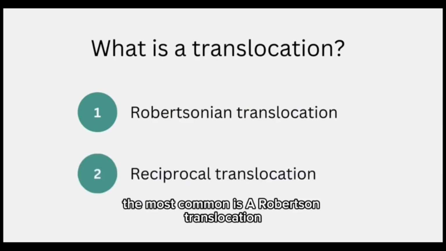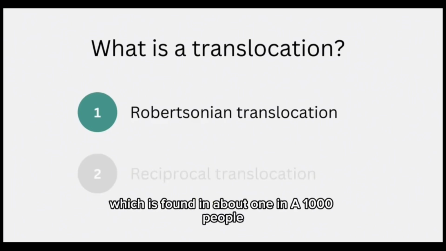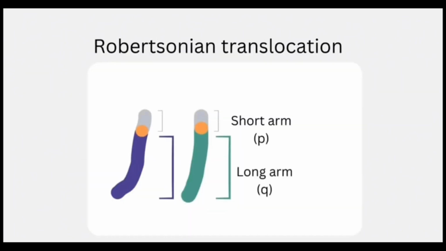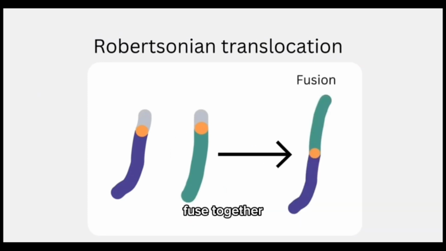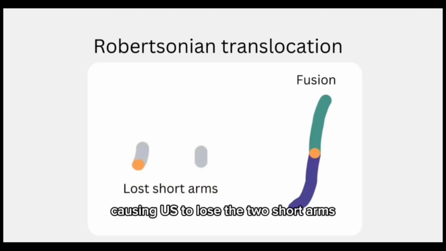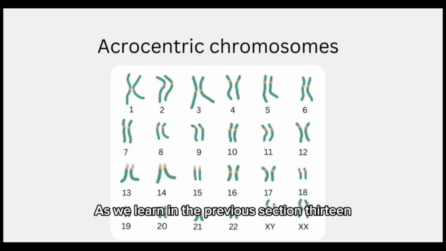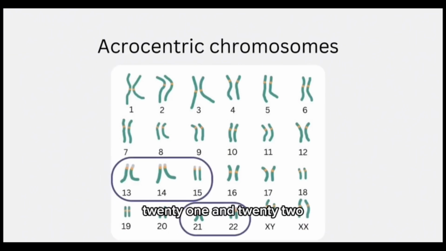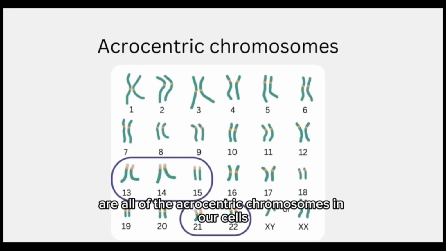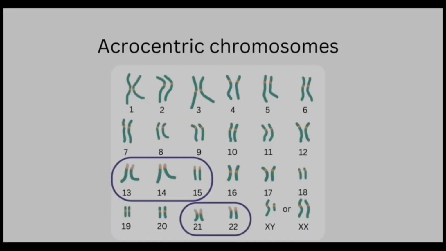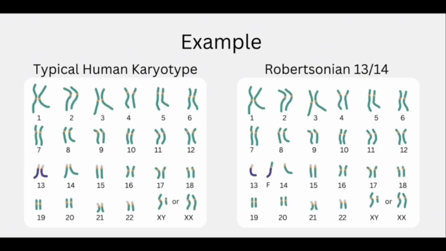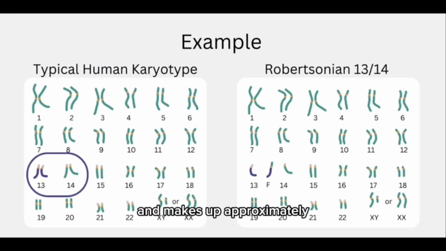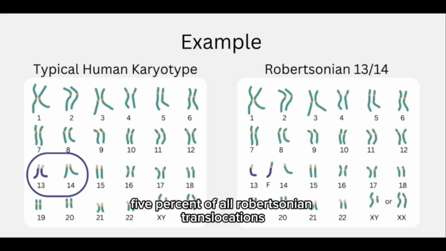The most common is a Robertsonian translocation, which is found in about 1 in 1,000 people. In this type of translocation, the long arms of 2 acrocentric chromosomes fuse together, causing us to lose the 2 short arms. As we learned in the previous section, 13, 14, 15, 21, and 22 are all of the acrocentric chromosomes in our cells. Let's go through an example together. The most common Robertsonian translocation takes place between chromosome 13 and 14 and makes up approximately 75% of all Robertsonians.